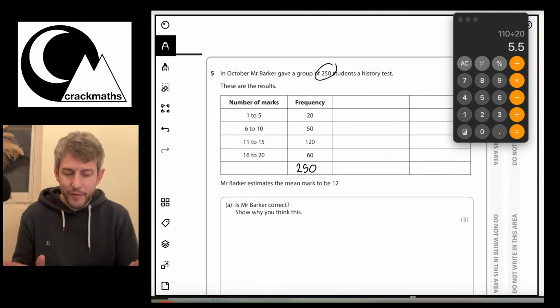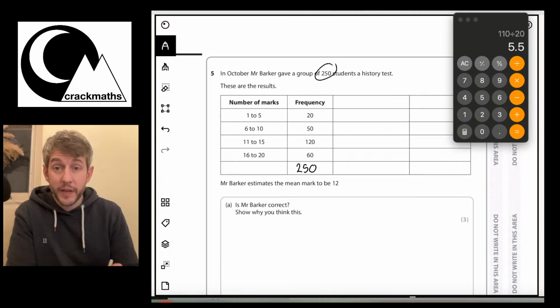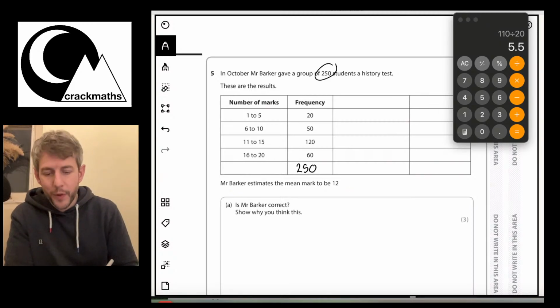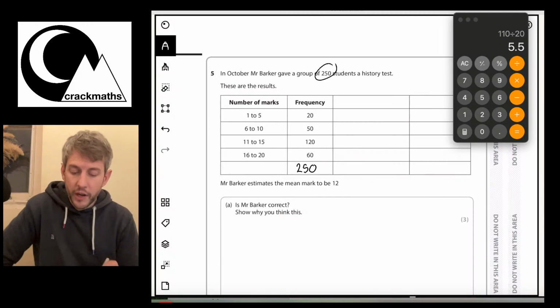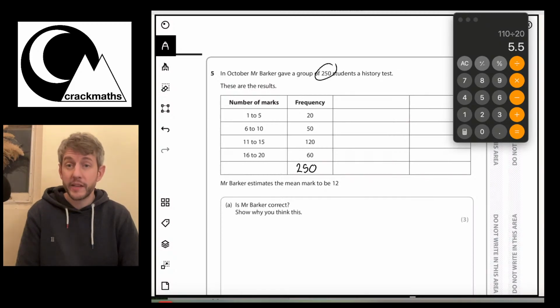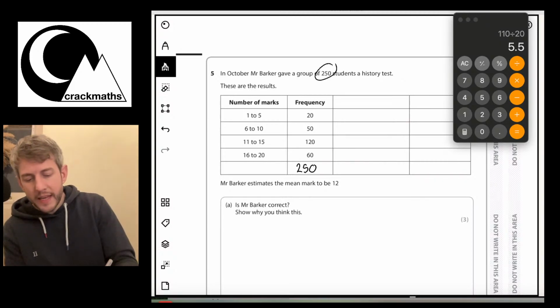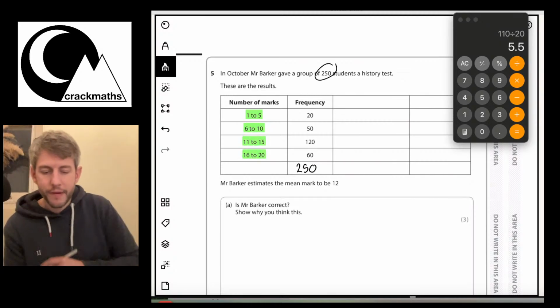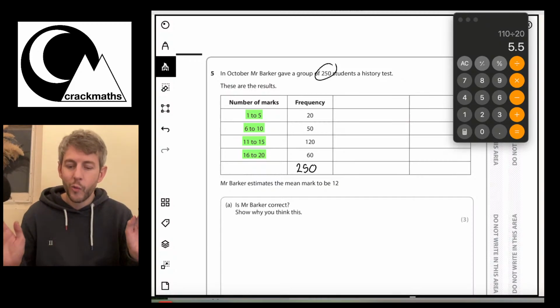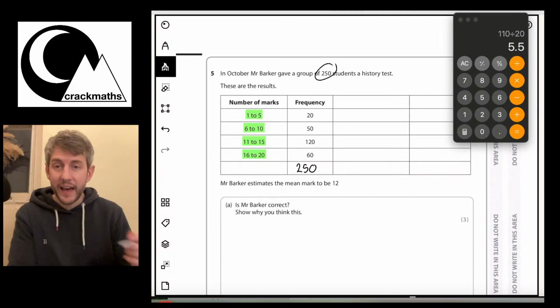Okay, so let's have a look at the question. It says, Mr. Barker estimates the mean to be 12. Is Mr. Barker correct? Show why you think this. So what they want us to do is they want us to very specifically estimate the mean in the way that we've been taught to estimate the mean. Now, remember, the reason why it's an estimate, it is nothing to do with rounding. It's simply about the fact that we don't know what score any of these students got. So what we're going to have to do is make a guess.